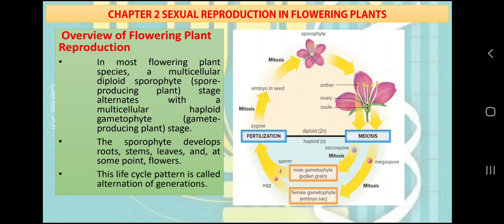Now, overview of flowering plant reproduction. This overview is based on our understanding of life cycles which we have learnt from class 11th biology. So here two stages are signified, which are sporophytic and gametophytic generation.